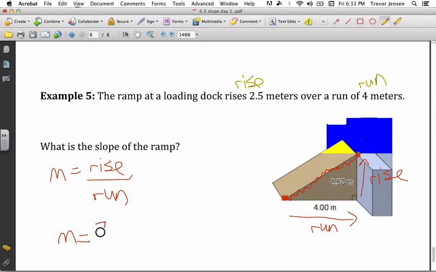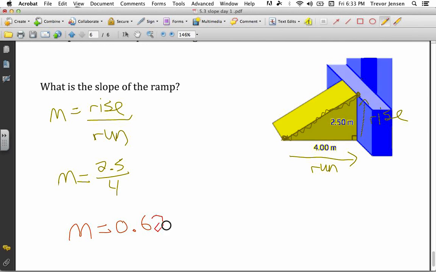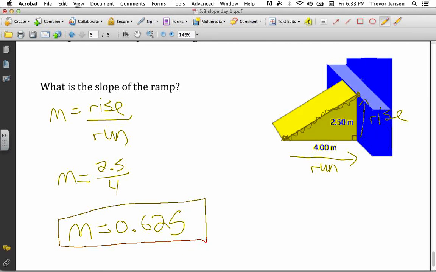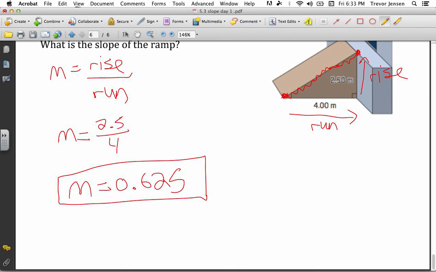So we're going to do 2.5 divided by 4. And if you do that, you can put that on your calculator and actually evaluate what that is. 2.5 divided by 4, and you'll find that it equals 0.625. So the slope of this ramp, or the steepness of that ramp, is 0.625. Okay? And I think that's it for the lesson.